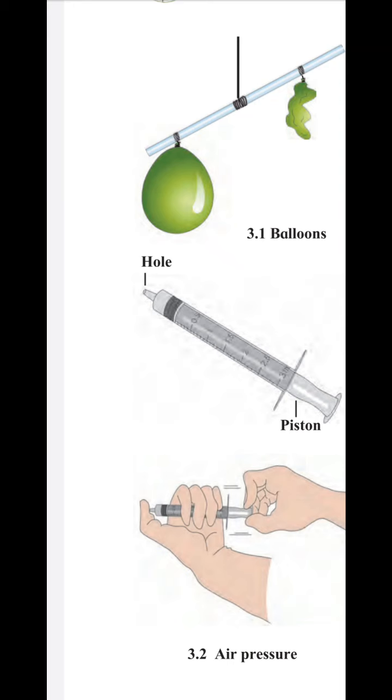For grade 7, today we are going to learn chapter 3, that is properties of natural resources. So today we are going to learn about properties of air. What are the properties of air?